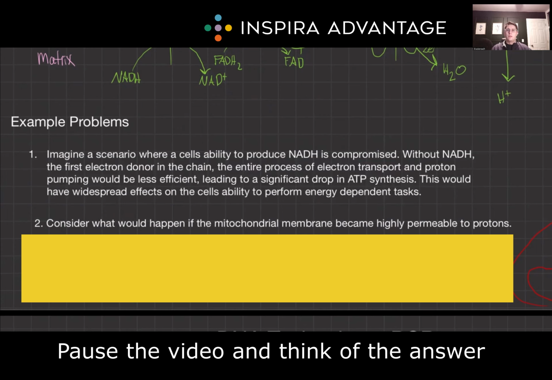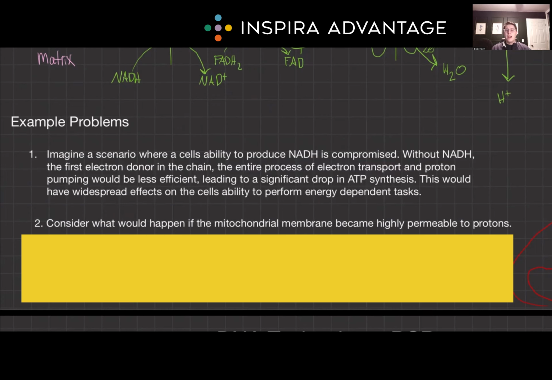Well, without NADH, the first electron donor in the chain, the entire process of electron transport and proton pumping would be way less efficient. Remember how many more NADH we made compared to FADH2? This is going to lead to a significant drop in ATP synthesis, which will have widespread effects on the cell's ability to perform energy-dependent tasks, which is most of its tasks.